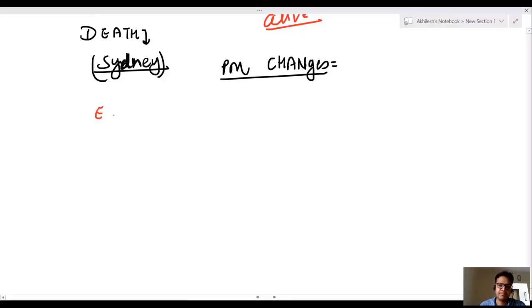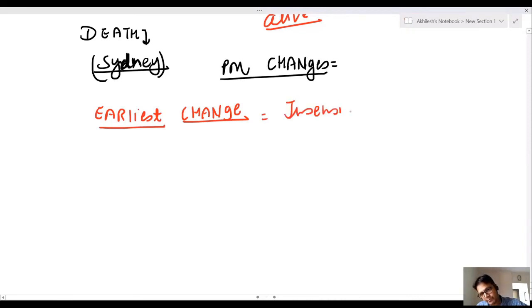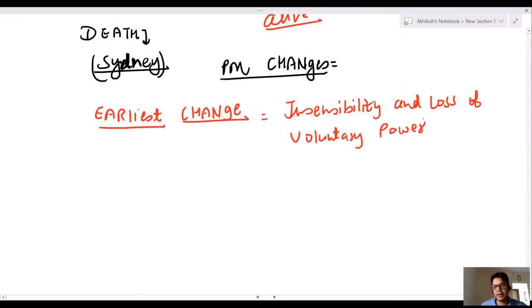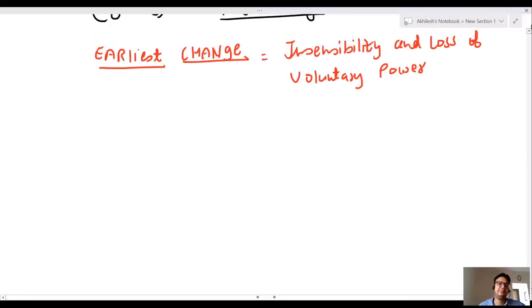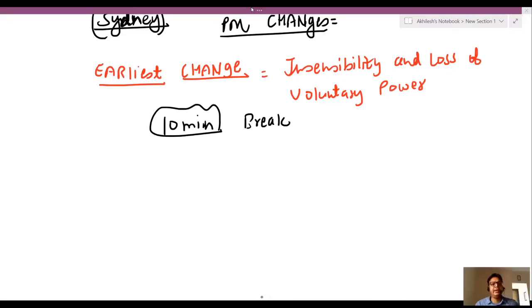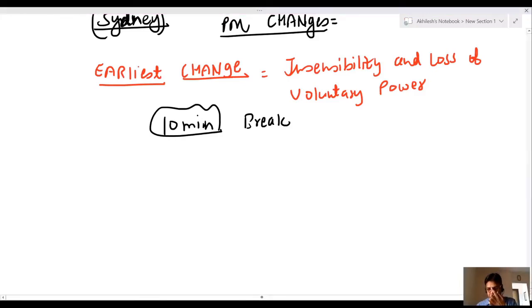Now, sir, we are coming to postmortem changes. First question comes. The earliest change of death is insensibility and loss of voluntary power. This is the earliest change of death. This question comes in the exam. What is the meaning of earliest change? There will be loss of sensation and loss of voluntary power. This is the earliest change of death.